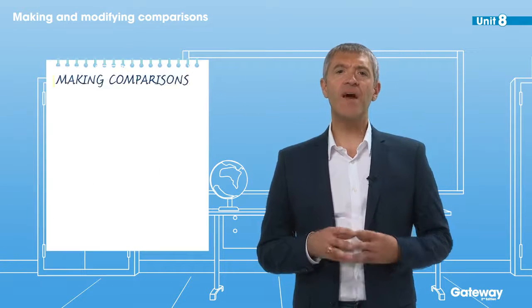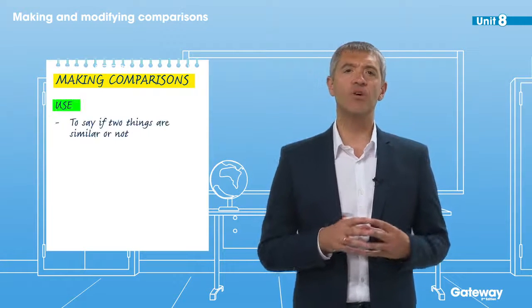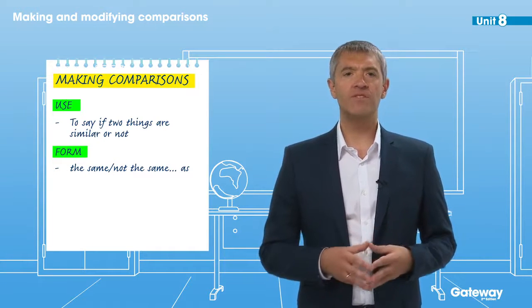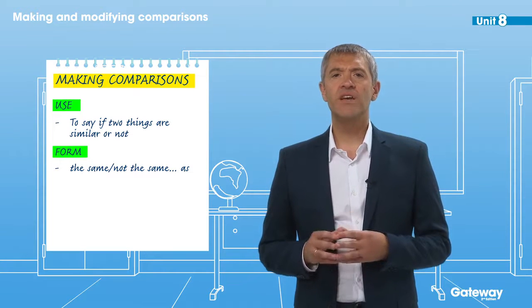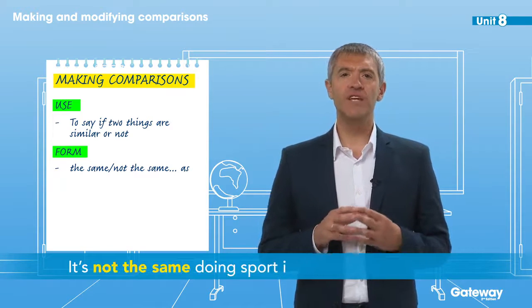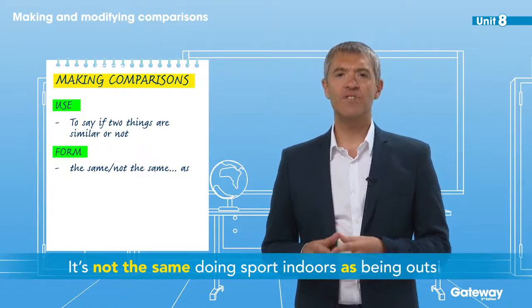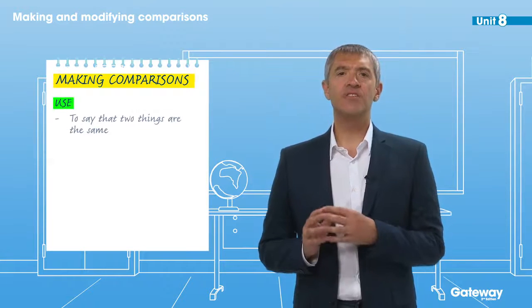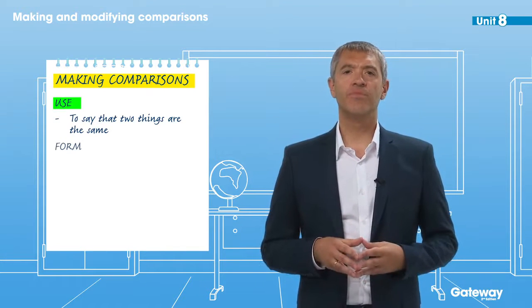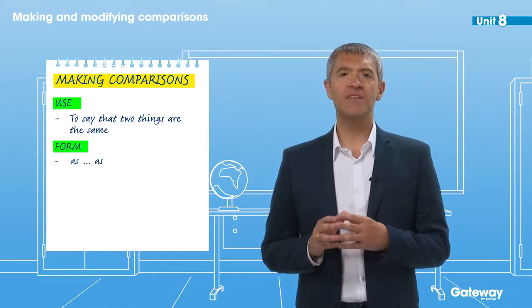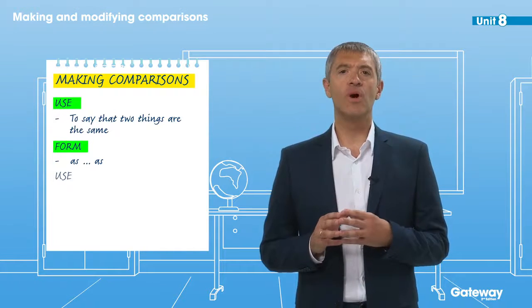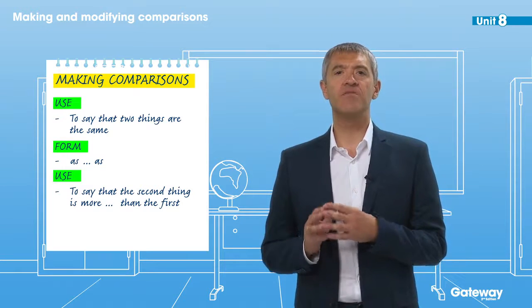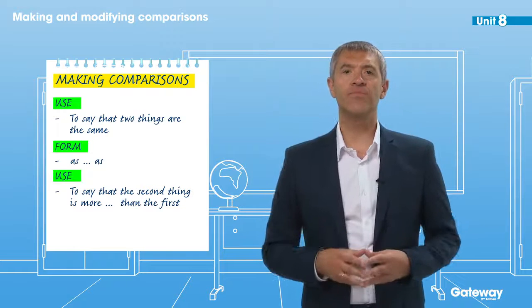Another way of making comparisons or saying that things are similar or not is using the same or not the same with as. So we can say, it's not the same doing sport indoors as being outside. We can use as to say that 2 things are the same. And we can use not as or not so as to say that the second thing is more interesting, expensive, active, etc. than the first thing.